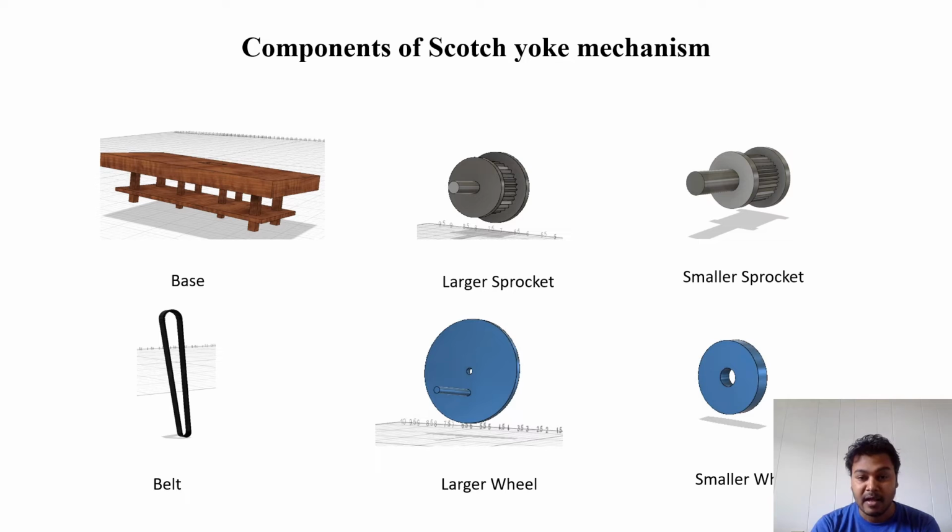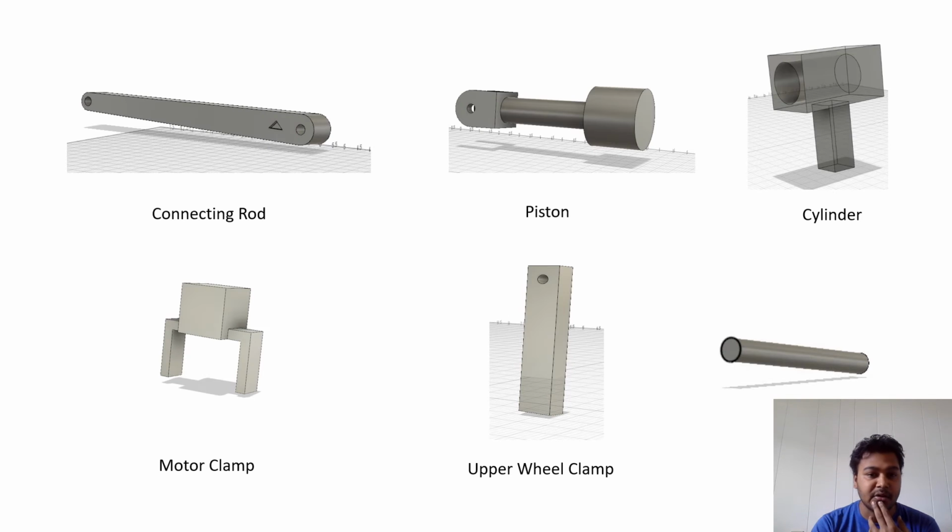and can be used for operating the mechanism. And as spoken about larger wheel and smaller wheel, they are simply the device that has been used to transfer the motion from rotary to linear, and then from linear to rotary, or vice versa. So moving on, we have components like connecting rod, piston, cylinder, motor clamp, upper wheel clamp and the lower wheel clamp.